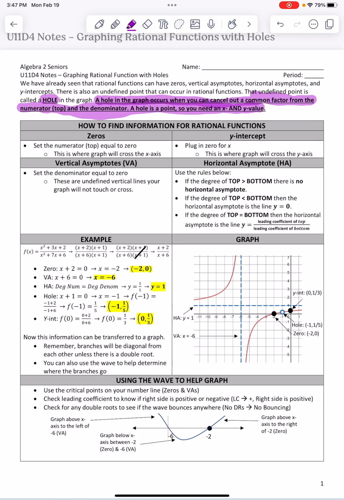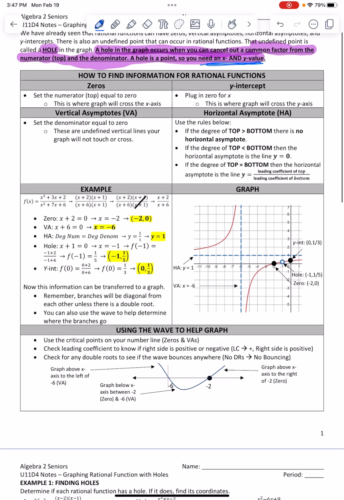So if you can cancel out something from the top and the bottom, then it has a hole in the graph, right? And a hole is a point. So big thing here, a hole is a point, so we need an X and a Y value. It's an undefined point on the graph. Everything we've done so far is going to be the same. We're still going to find zeros, y-intercepts, vertical asymptotes, horizontal asymptotes, the same way. The only new thing is if there's a hole, we need to find it.